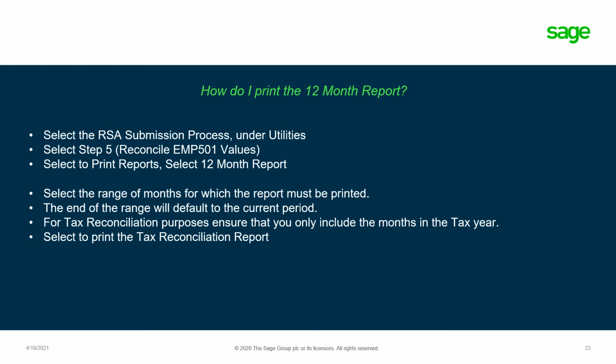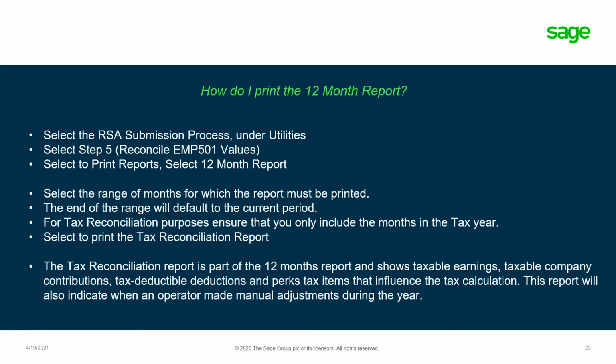Select to print Tax Reconciliation Report. The Tax Reconciliation Report is part of the 12-month report and shows taxable earnings, taxable company contributions, tax-deductible deductions, and perks tax items that influence the tax calculation. This report will also indicate when an operator made manual adjustments during the year.